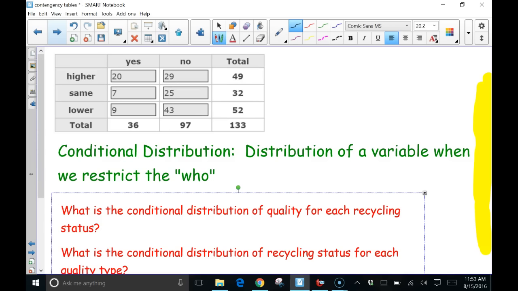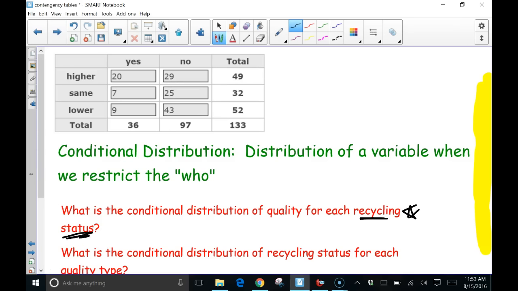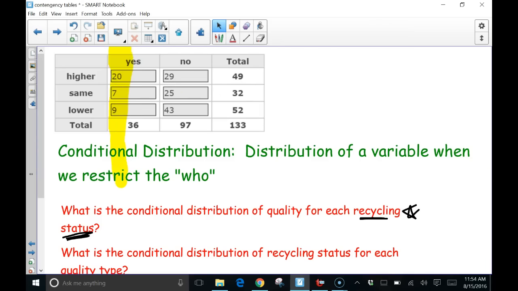When I say, what is the conditional distribution of quality for each recycling status, I'm saying I'm limiting the who to the recycling status. And there were two recycling statuses. They were yes and no. And so what I'm basically saying to you is, if they said yes, what proportion of people would say the quality is higher, the same, or lower? If they said no, what proportion said higher, the same, or lower?